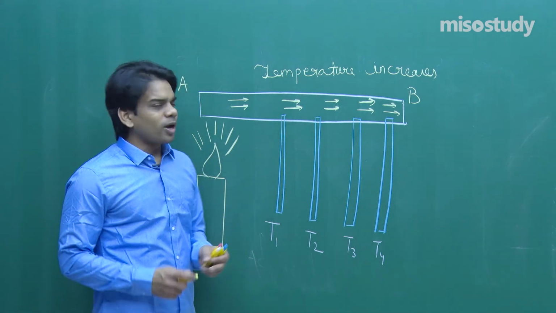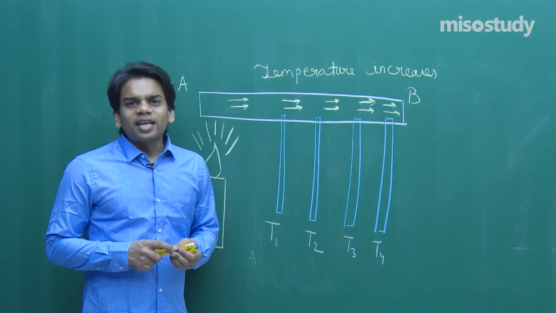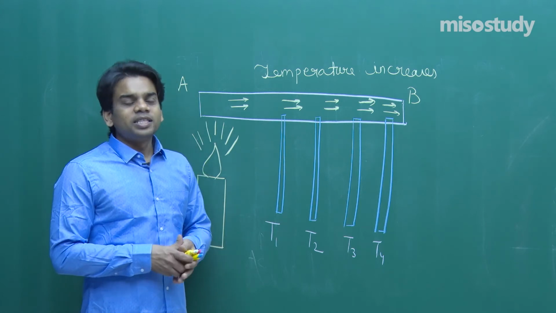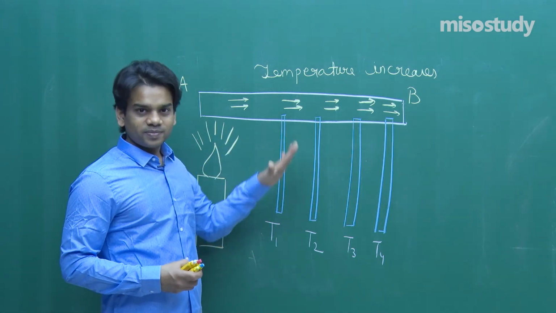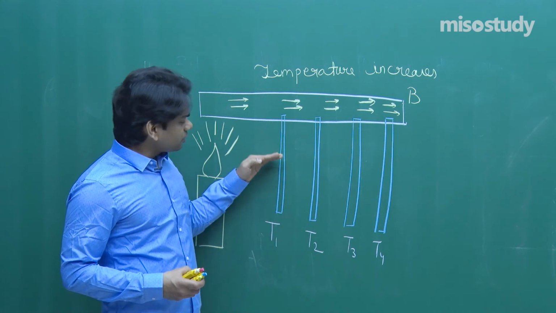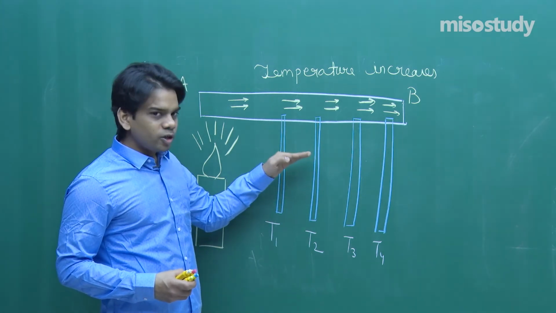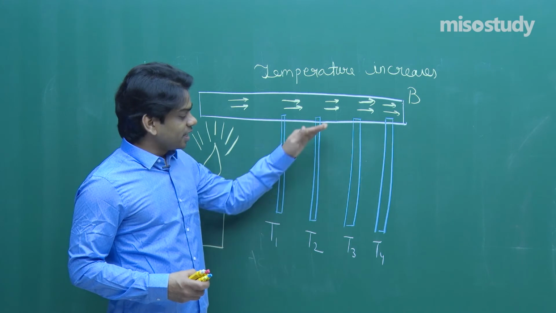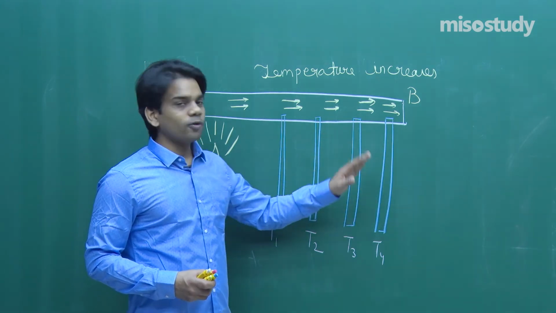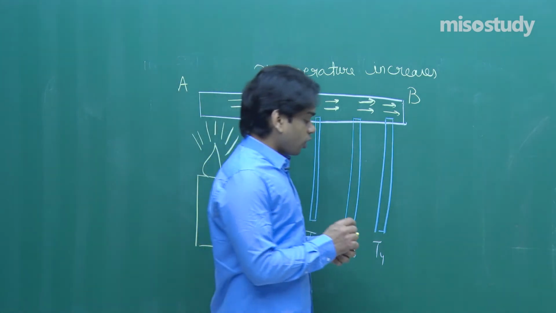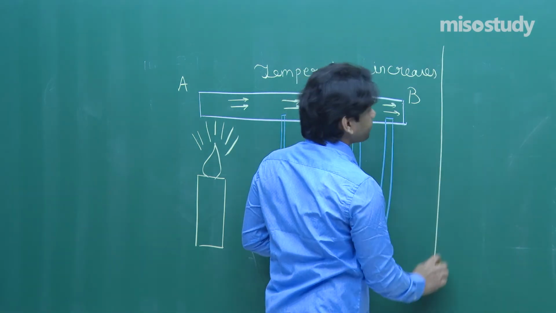Next, let's proceed. What I want to tell you is that you will find that for some time the temperature varies. That means T1 temperature will gradually go on increasing, T2 will also go on increasing, T3 also will go on increasing, and T4 will also go on increasing. So first of all, let me tell you some states.